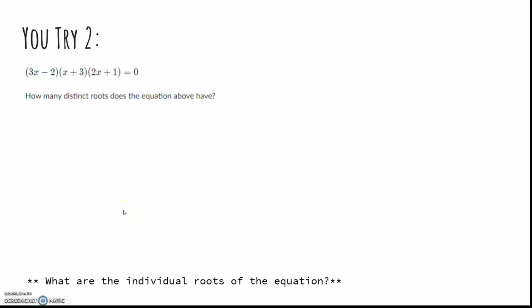Okay, so this question says, how many distinct roots does the equation above have? What it's actually asking you is, which is what I put down here at the bottom for you guys, what are the individual roots? The roots are, remember, the solutions to our factors. So it's just asking you to set these factors equal to 0 and solve them. Go ahead and take a second to do that, and then I will fill in the blanks.